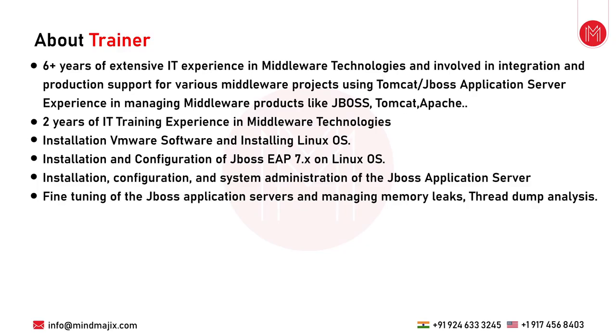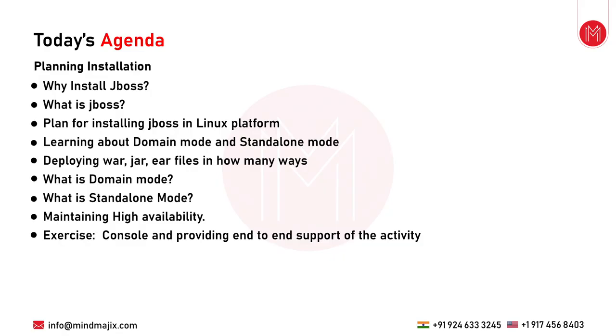On the Linux platform, I will cover installation, configuration, and system administration of the JBoss application server. This is important for application servers when we go to production live, because we need to fine tune everything, like memory leaks and thread dumps. Those are the most important things. So that was about myself, and I will teach everything from the JBoss side. Next we go to the agenda, planning the installation.